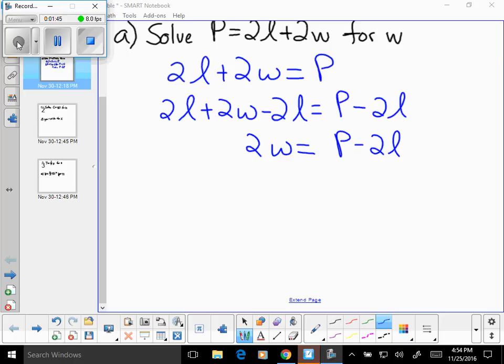Remember that we want W, so we are going to undo that coefficient, multiplying by the reciprocal, or in this case, dividing, since 2 times W is the equation. W is going to equal perimeter minus 2 times the length, and then divide by 2. And that is actually the lowest that we can reduce that particular equation.